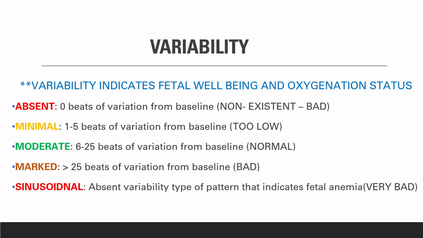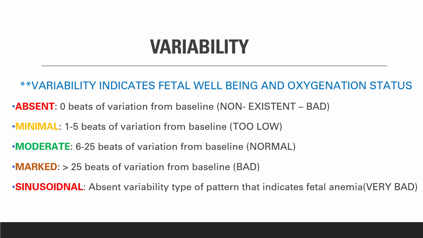The next thing is the moderate variability. This is normal. This is what we want to see. As you can see, the color is green. This is good. This is 6 to 25 beats of variation from the baseline. So if I have a baseline of 150, I'm beating up to 156, or I could be beating down to 144, and so forth. Just that fluctuation from beat to beat that varies from the actual baseline. This tells me that my baby is oxygenated, it's healthy, and I should have no concern about this baby.